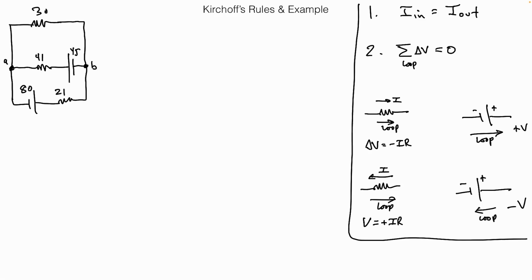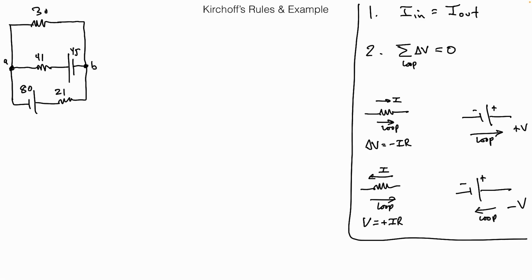Kirchhoff's analysis, the steps that you have to go through involve, number one, figuring out how many unique currents there are in your circuit. Step 2, figuring out how many loops there are in your circuit. And step 3, applying the rules.